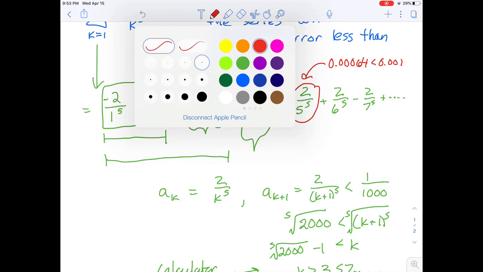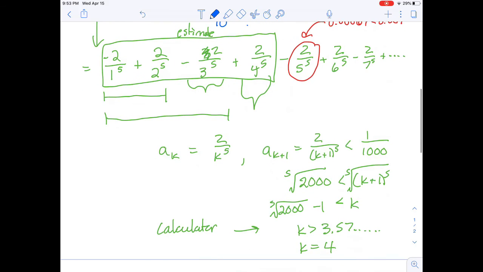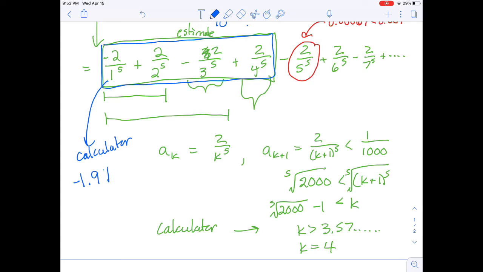So the problem asked me to estimate. So let's come back here and estimate. So what does that mean? That means I need to add up these terms. So once I add them up, again, this is a calculator thing, I get negative 1.9437 repeating. So depending on how we want to report this, I'm going to put this negative 1.944.